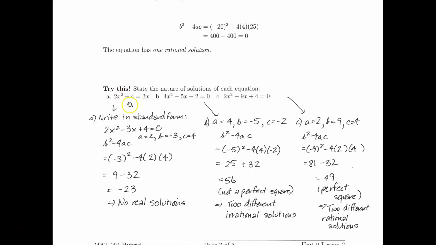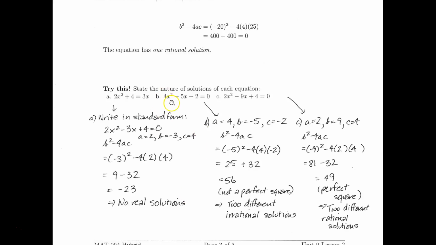So in the first equation, we had to make sure it's written in standard form. It turns out that b squared minus 4ac is going to be negative 3 squared minus 4 times 2 times 4. That's 9 minus 32, which is negative 23. So since that's a negative number, this equation will have no real solutions.